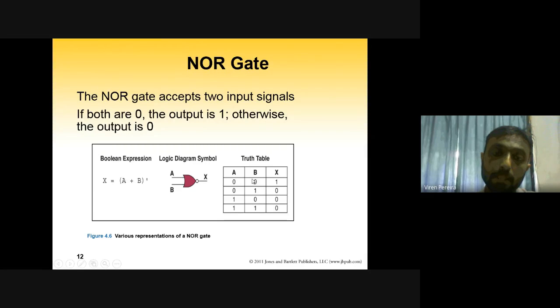So 0 plus 0 is 0. But here we have a NOT gate, so that 0 gets converted to 1. So we have the output as 1 here. Then again, we have 0 and 1. 0 plus 1 is what? 1. And the output of that is the inverse, so it will be 0. Then we have 1 plus 1 is 1, and the output of that is what? 0. So this is your NOR gate.